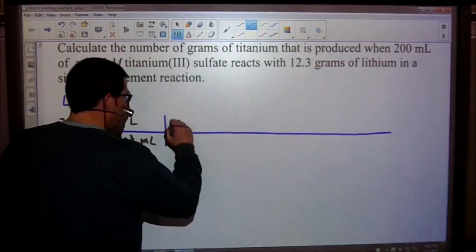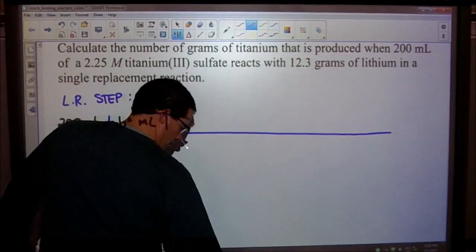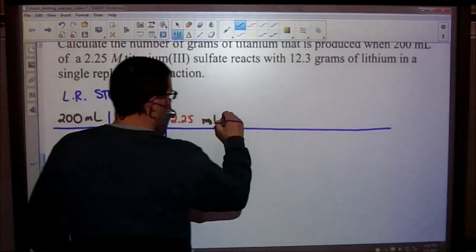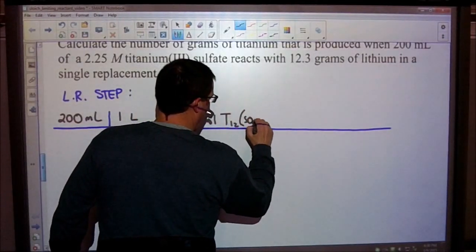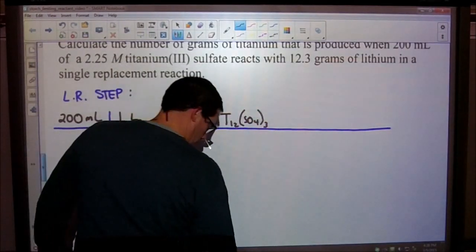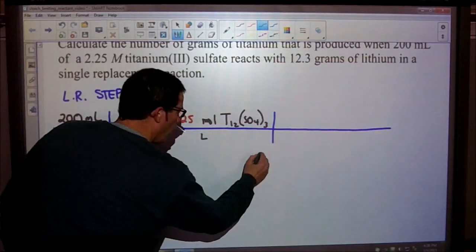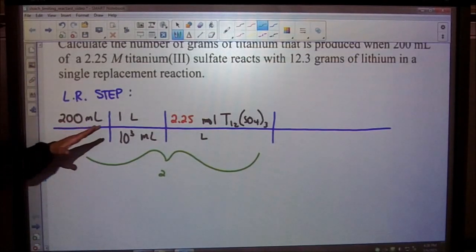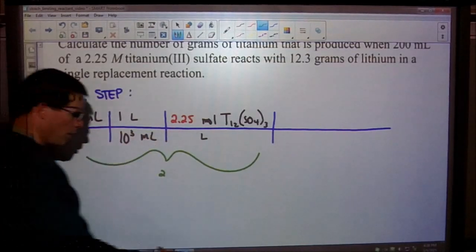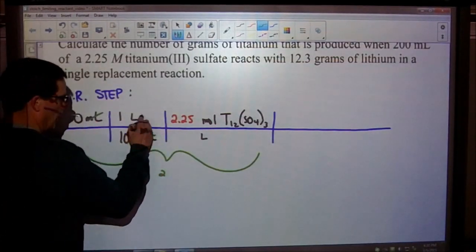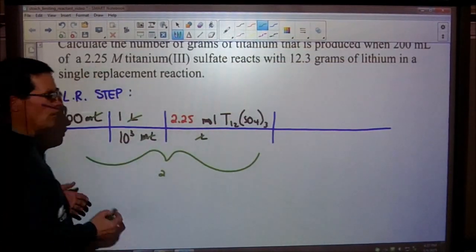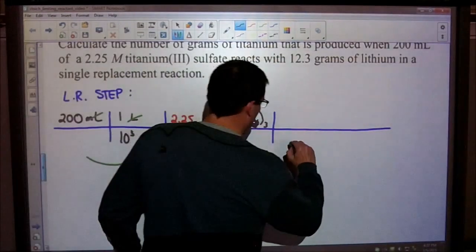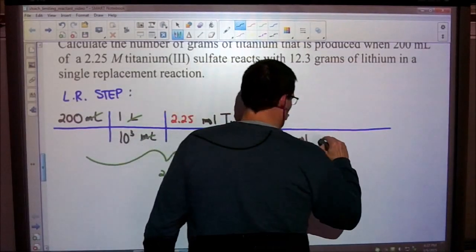So I'm going to change that color there. 2.25. And that's moles of, what is it, titanium? Yeah, titanium sulfate. And that's per liter. Okay, so again, all of this is step 2. Okay, so if I know the volume and I know the molarity, start with the volume so that my volume can cancel out. And if I stopped right there, I'd have my moles of titanium sulfate. Okay. Step 3, use the mole ratio. So I need to get rid of moles of titanium 3 sulfate.